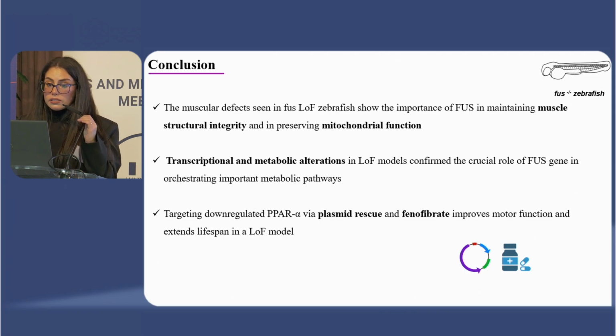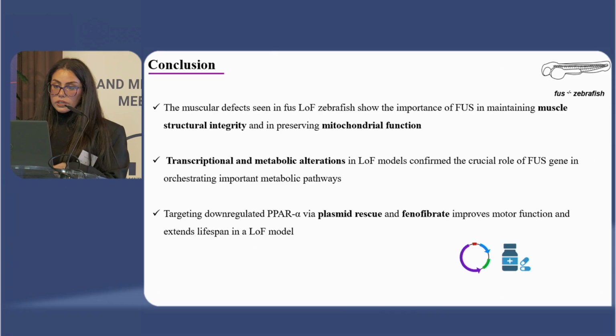To sum up, it's shown that FUS has a great importance in muscle structure integrity and preserving mitochondrial function. In addition, the transcriptional and metabolic alterations we saw in our model confirm the crucial role of FUS in orchestrating those metabolic pathways. In addition, by targeting the downregulated PPAR alpha pathway, either via a plasmid or a drug, it was shown to improve the motor function and extend the lifespan of the fish. Hence, this can open avenues for new therapeutic strategies.